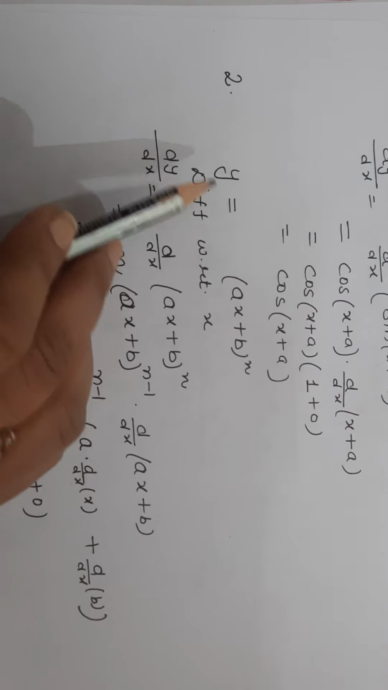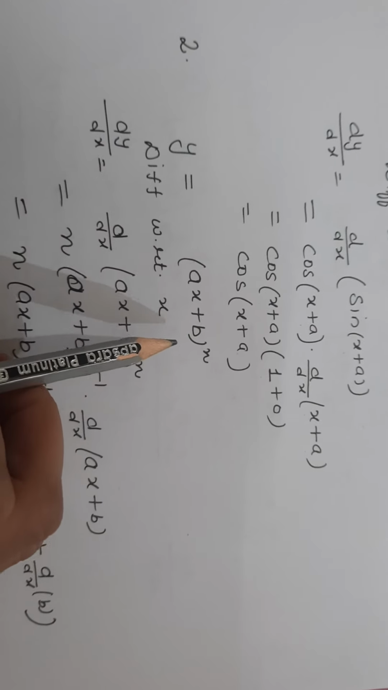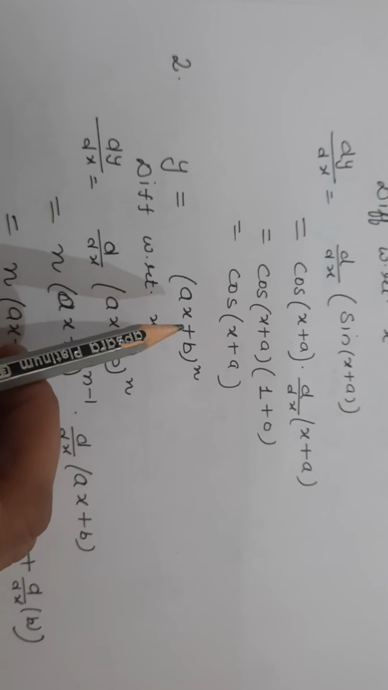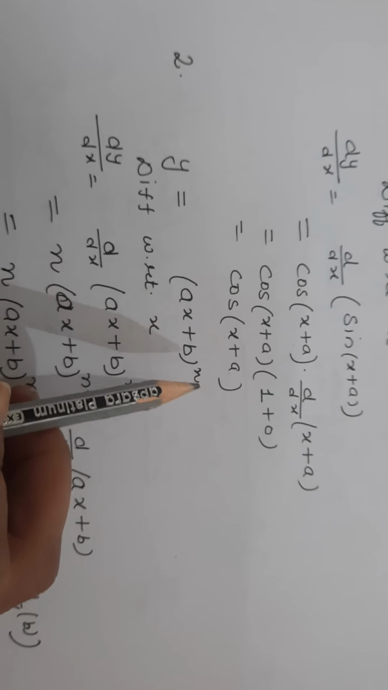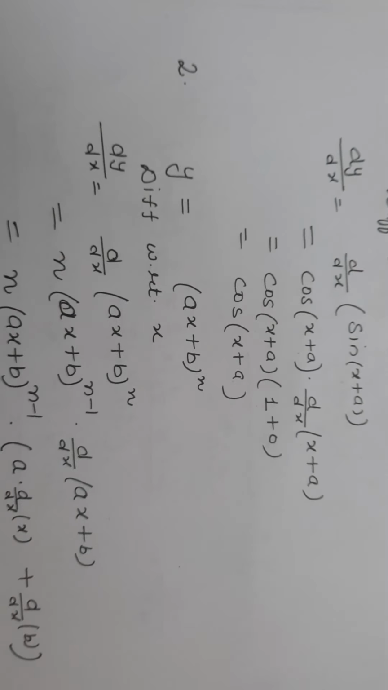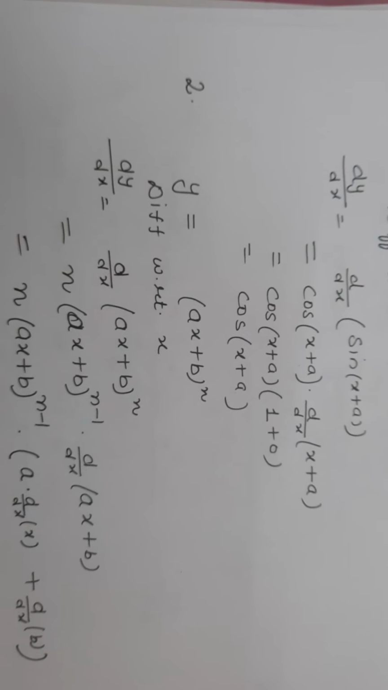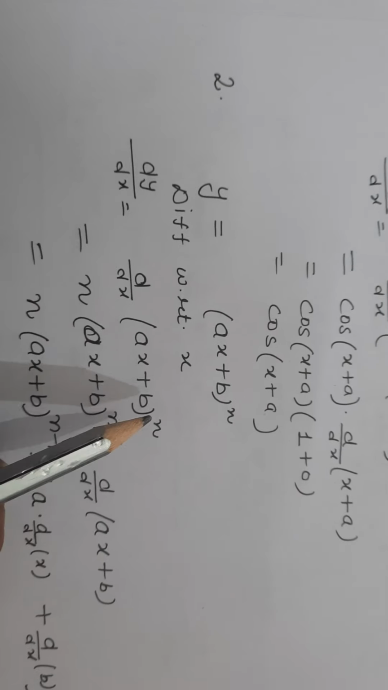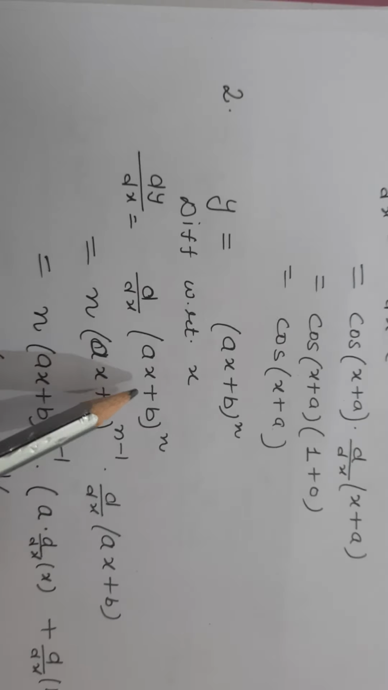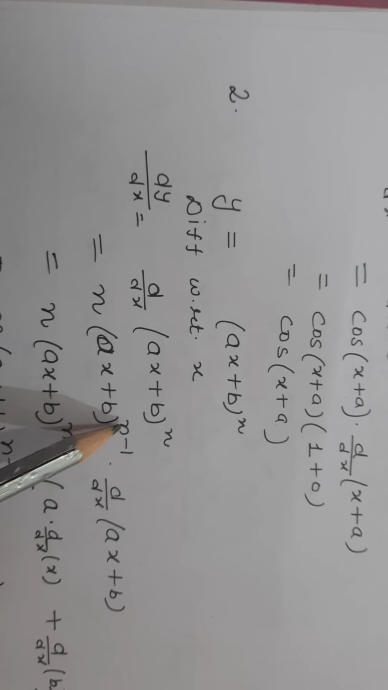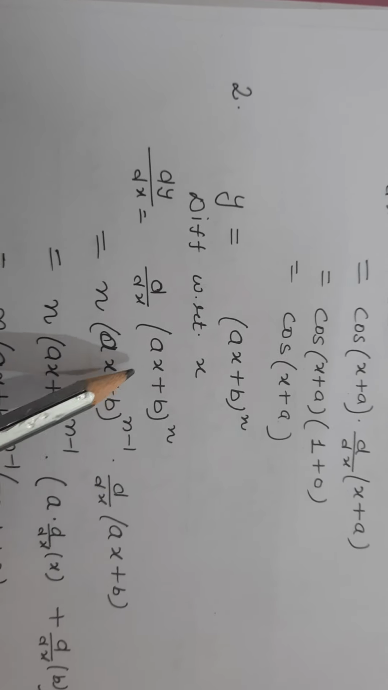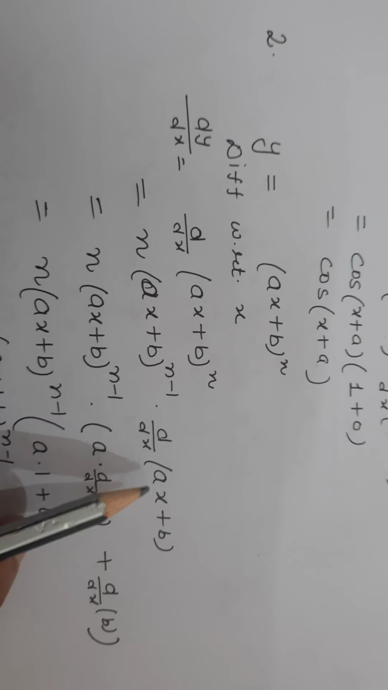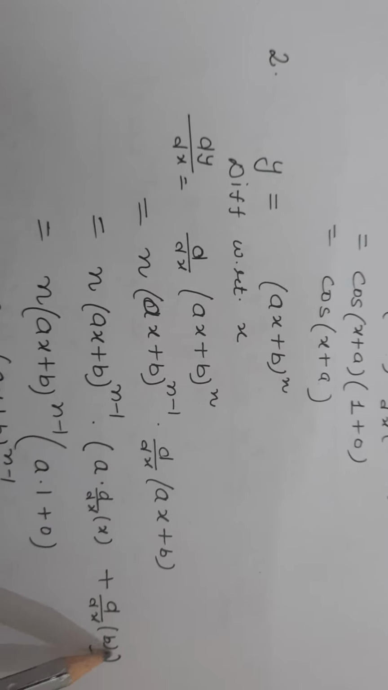The second question, y is equal to (ax plus b) whole power n. Here this is just like x raised to the power n. We know that the derivative of x raised to the power n is n into x raised to the power n minus 1. So its derivative is n into (ax plus b) whole power n minus 1, into, by chain rule, the derivative of ax plus b. This is the derivative of ax plus the derivative of b.